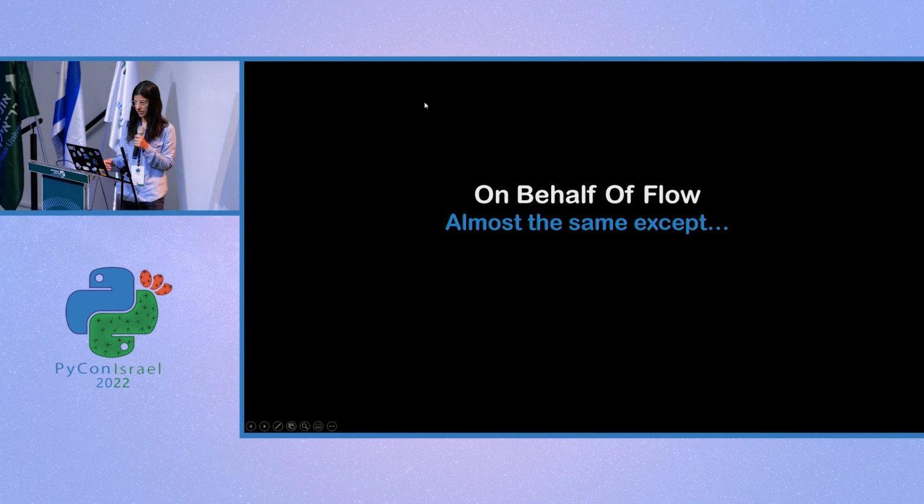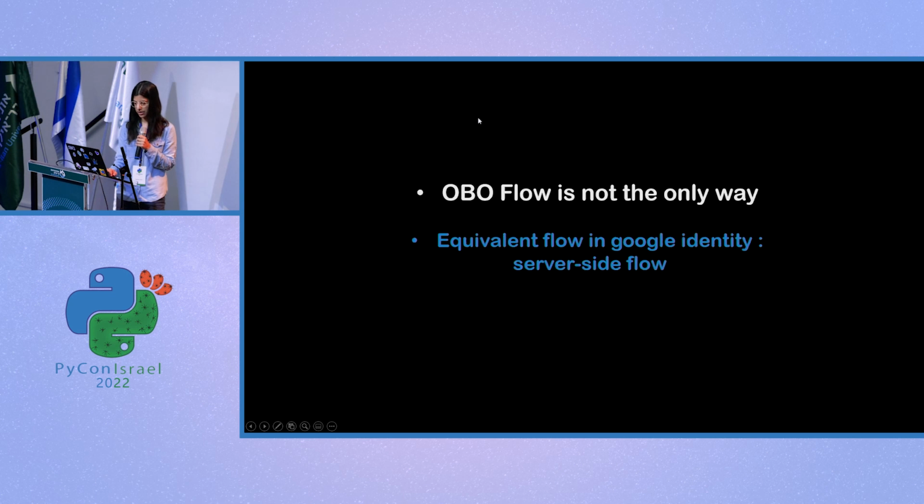In order to solve this issue, there is a protocol called on-behalf-of flow, and it's almost the same as before, except for a few minor changes. Before I start talking about this, I must mention that this is not the only way of doing that. There are other flows, for example, from Google, called the server-side flow, but that's what I use personally because Microsoft was my identity provider.